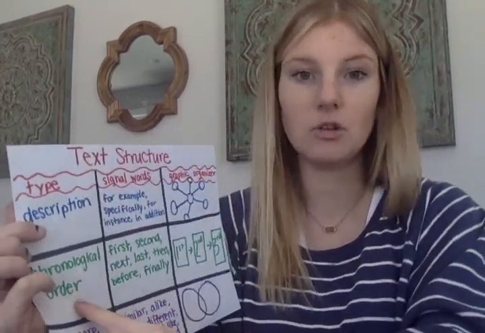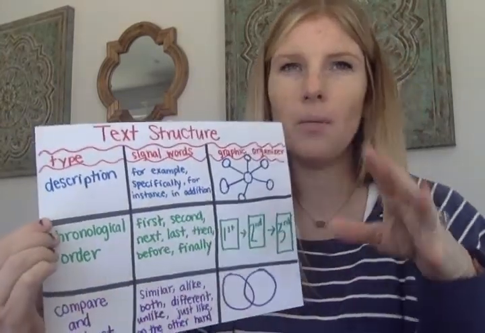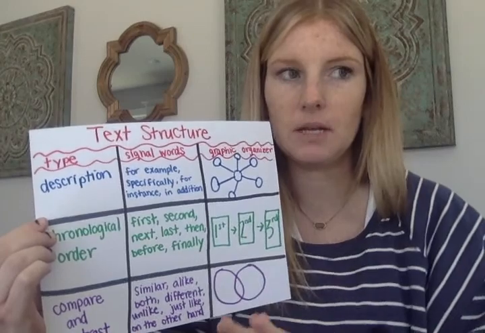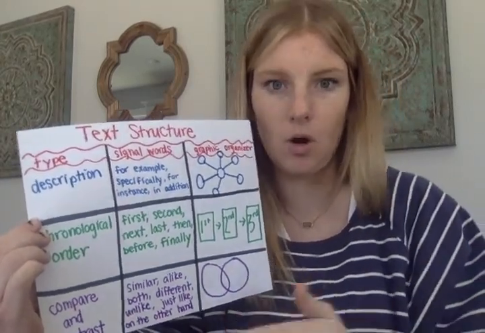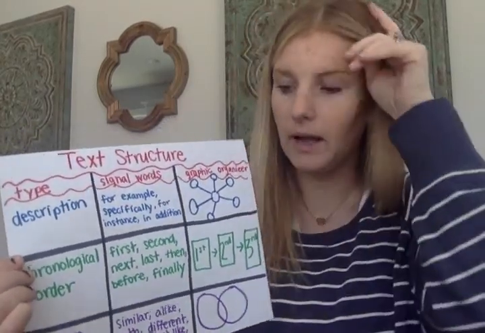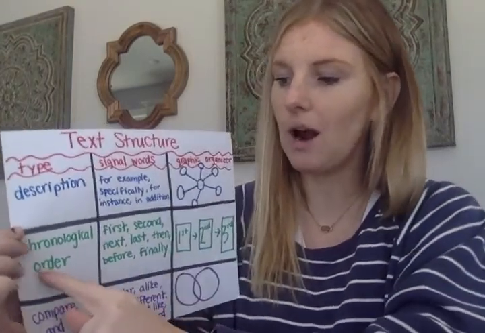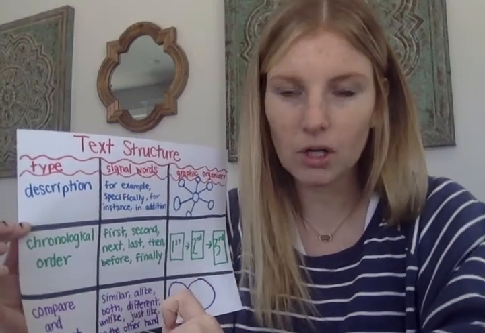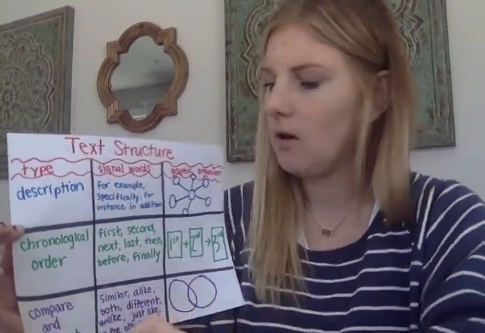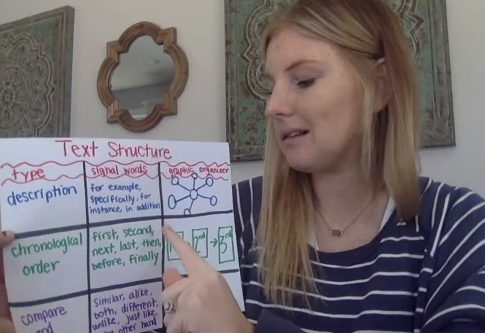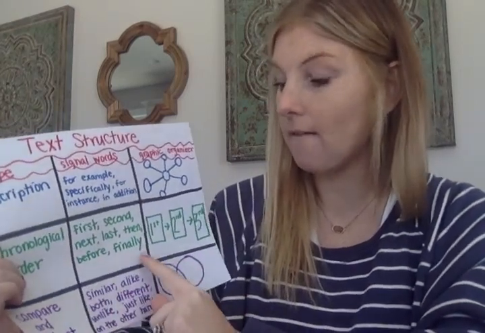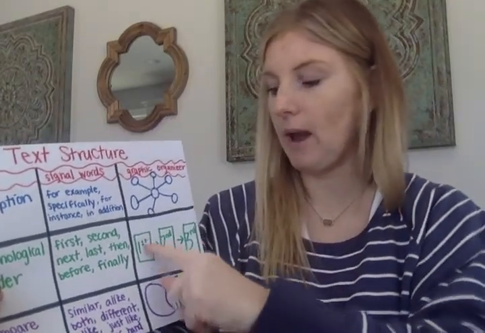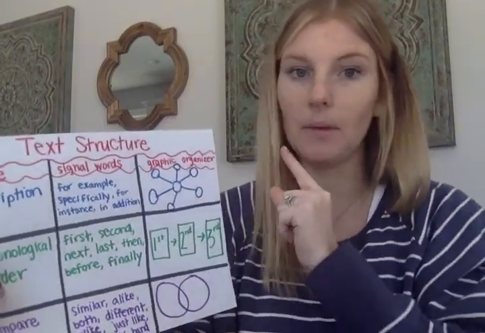Chronological order, which is also called sequence. On Moby Max, I think it says sequential order. Sequential and chronological just mean going in number order, 1, 2, 3. Okay, so your signal words for chronological order are going to be your normal transition words that we have talked about in writing. First, second, next, last, then, before, finally. And then your graphic organizer here is just going to be what happened first, what happened second, what happened third.